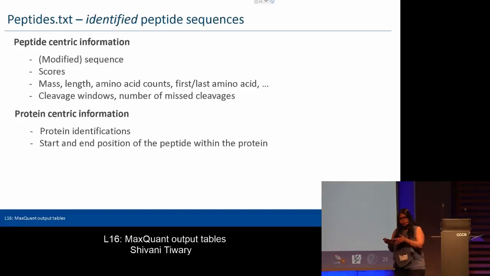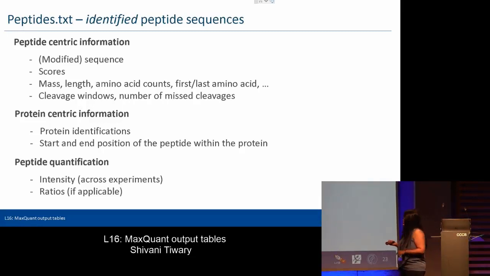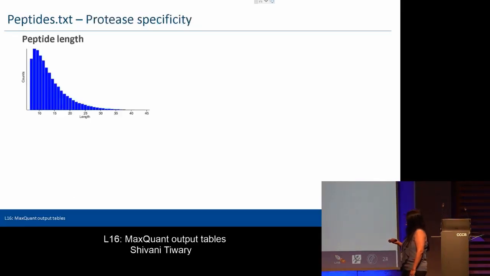And then, because the output tables are linked to each other, you can also get protein-centric information. So in the peptide tables, you have information from the protein tables. So you get your protein identification, and also you know the start and end position of the peptide within the protein. So you can map your peptide information to protein identifications. Also you can get the peptide quantification, so you can get the intensities and ratios if applicable.